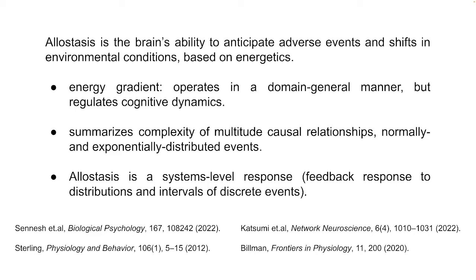The first component of this is an energy gradient. This energy gradient operates on a domain general matter, and it operates on the sort of metabolic demands of the brain, the system's level demands of cognition. So it regulates cognitive dynamics in that way. It also summarizes the complexity of multitude causal relationships, which include both normally and exponentially distributed events. Allostasis is a systems level response. Particularly, it's a feedback response to distributions of environmental stimuli and intervals of discrete events.